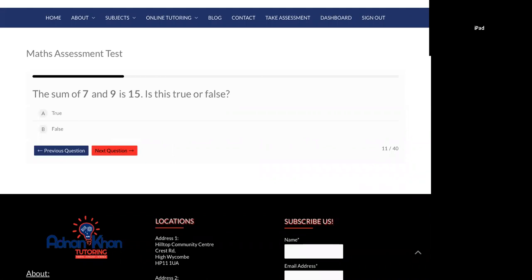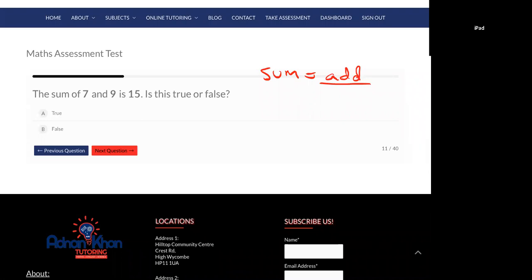The sum of 7 and 9 is 15. So the word sum means add. Whenever you see that word sum, that means you're going to add something. So the sum of 7 and 9 is 15. Is that true or is that false? Let's ask some of you for some contribution now.